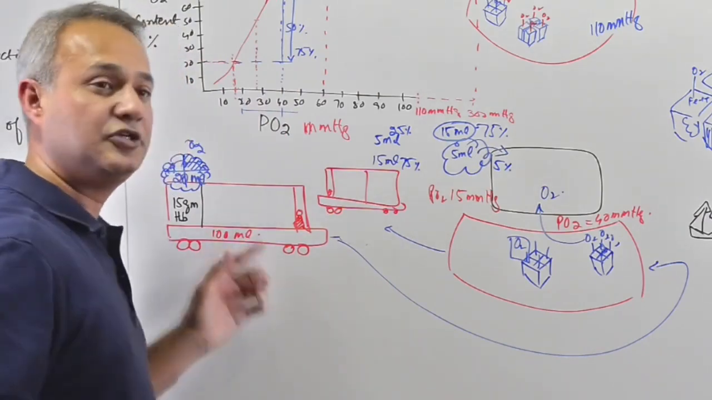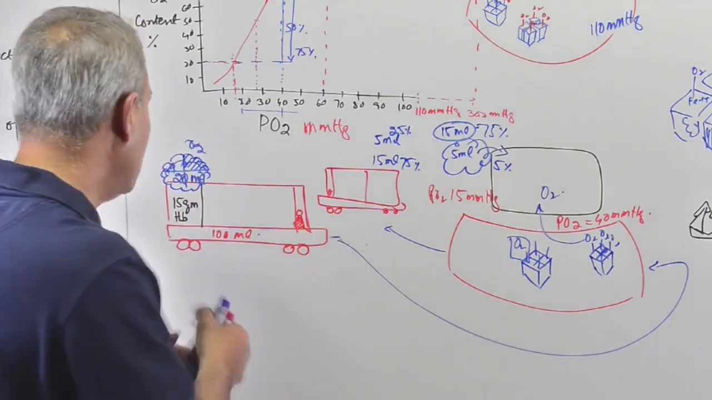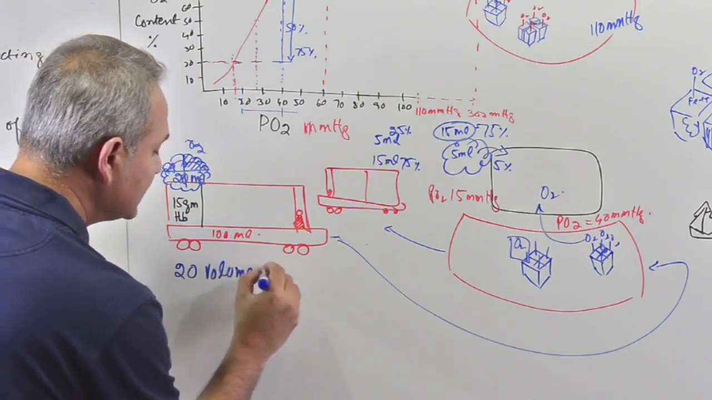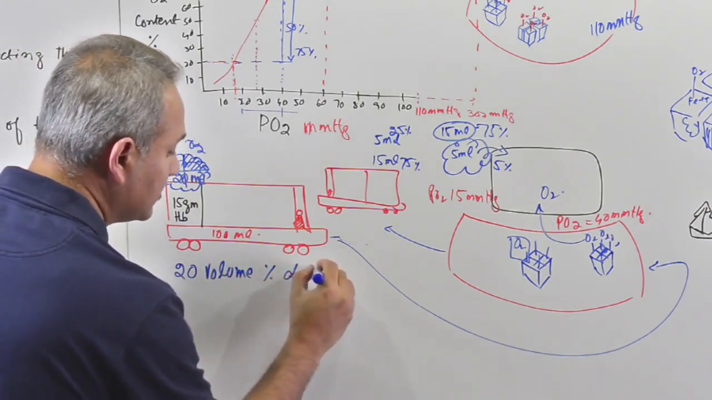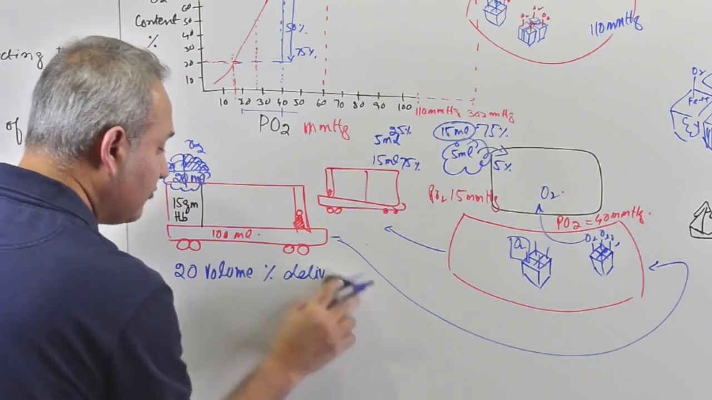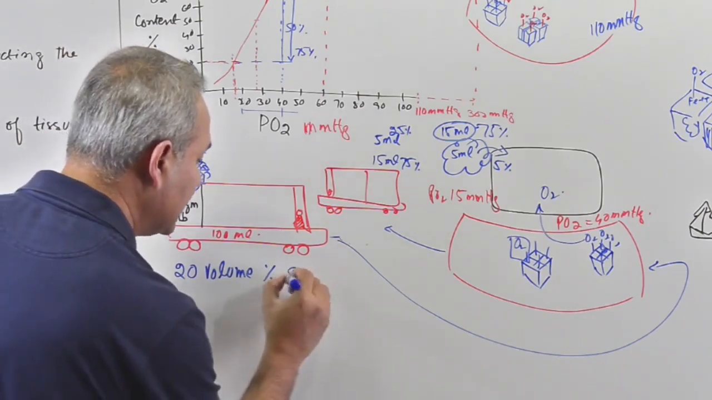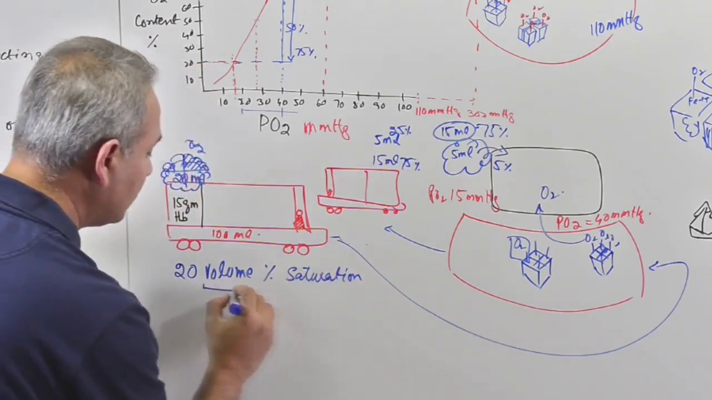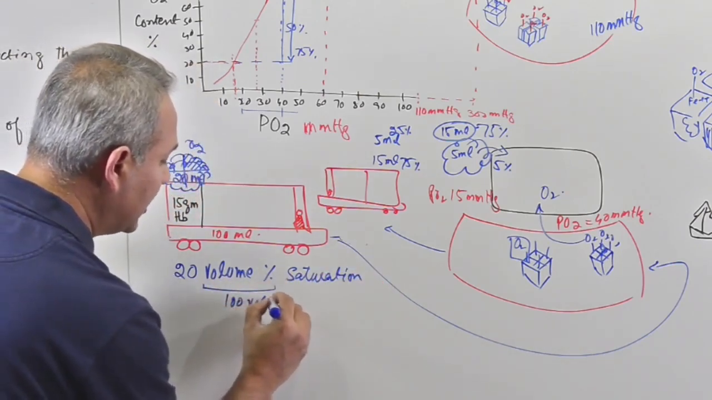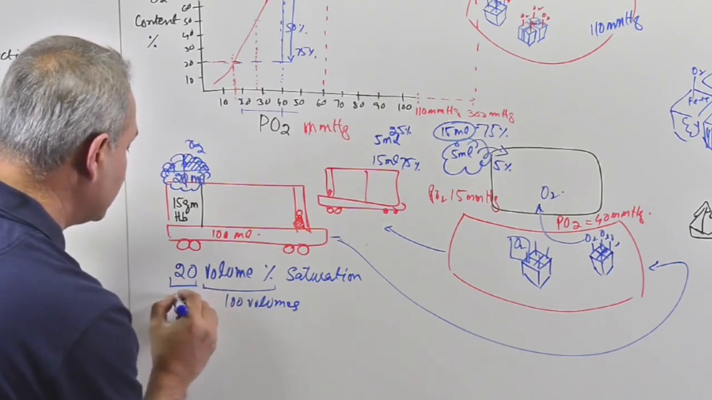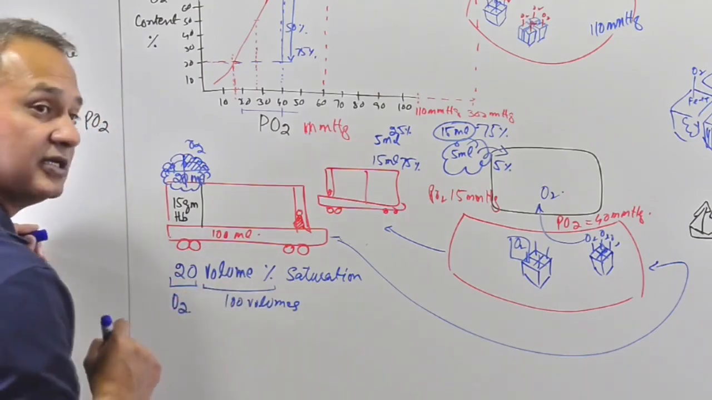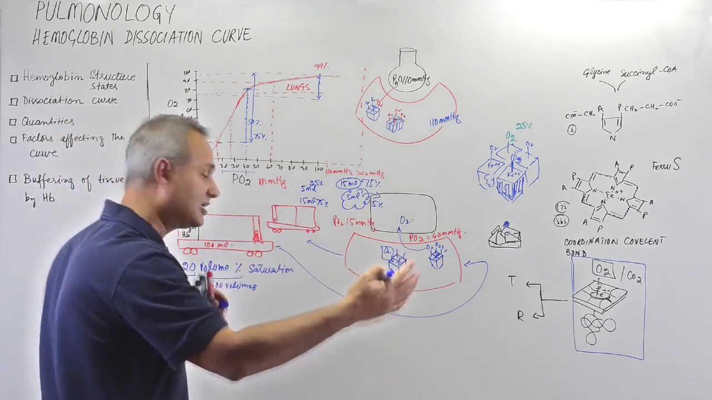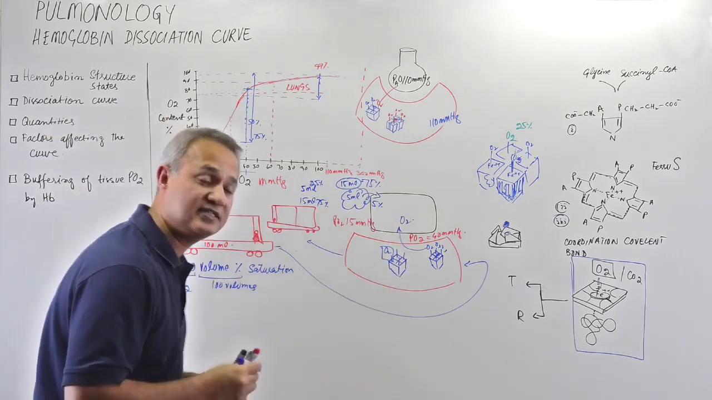You take 100 ml, you calculate the saturation. Normally we say it is 20 volume percent saturation delivery. 20 volume percent saturation means that 100 volumes of blood has 20 volumes of oxygen on it, and that is carried by 15 gram of hemoglobin. Of course, if hemoglobin increases, then this would increase, and if hemoglobin decreases, then this would decrease.